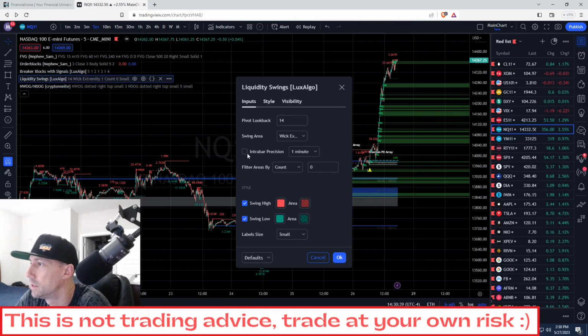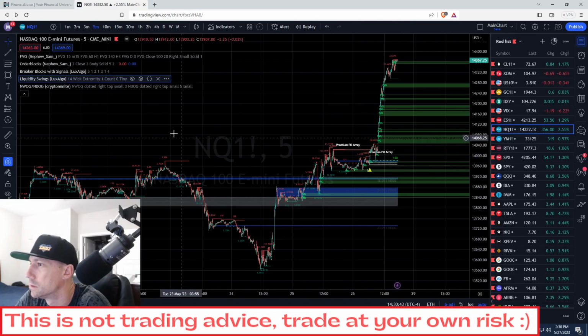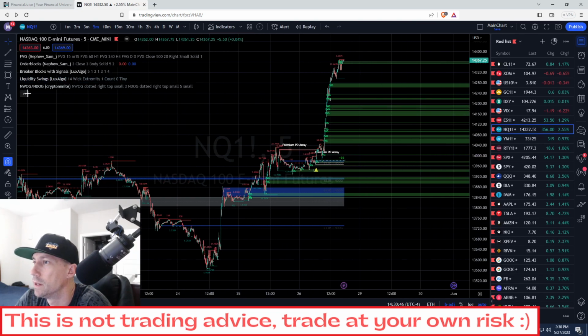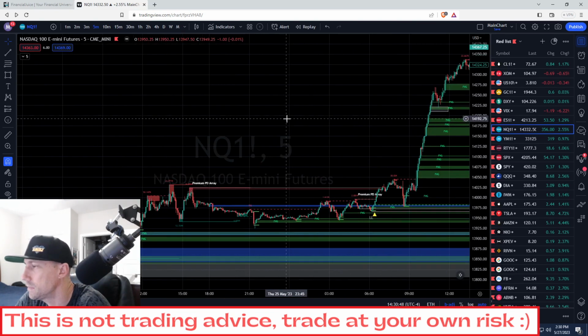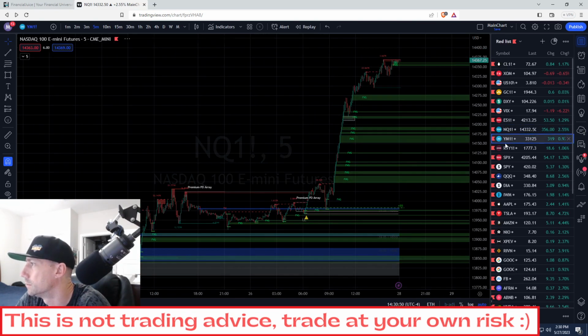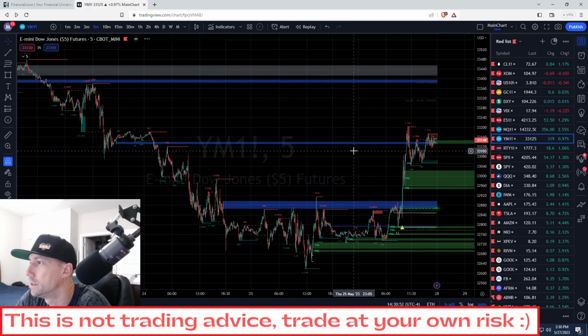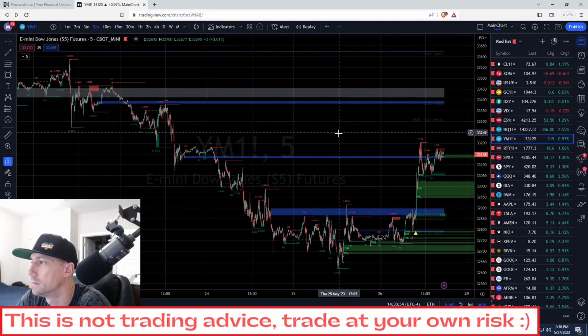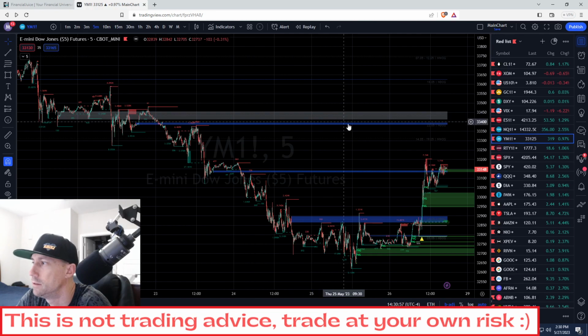Liquidity swings. What did I do? Tiny. That's annoying. I don't understand why it's even like that. But anyway, you can see on that. Let's check YM. There you go. YM didn't quite get there. It attempted to, but it didn't quite get there.